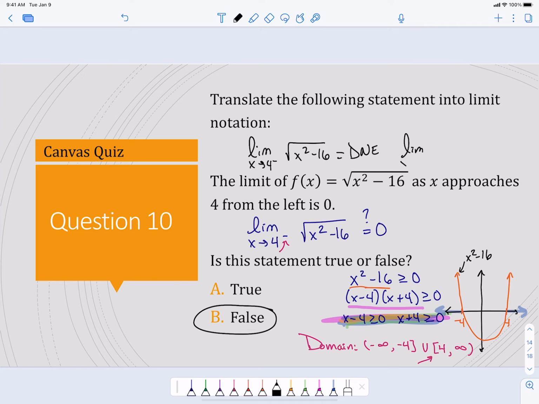Now, if this was the limit as x goes to 4 from the right-hand side, that would be 0. So we can only approach from the right-hand side, not the left-hand side. We only have that one-sided limit. What you can also say about this is that at 4 and at -4, it only has one-sided continuity. So it's continuous from the right for 4, it's continuous from the left for -4.